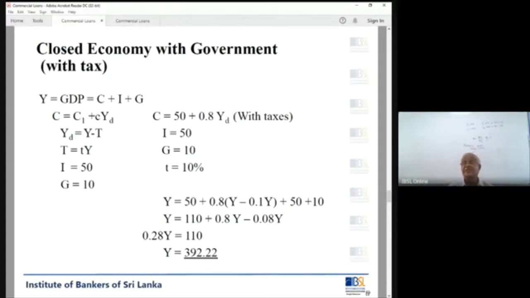From that 900,000, 10% is tax. Understand? 10% of 900,000 is 90,000, no?